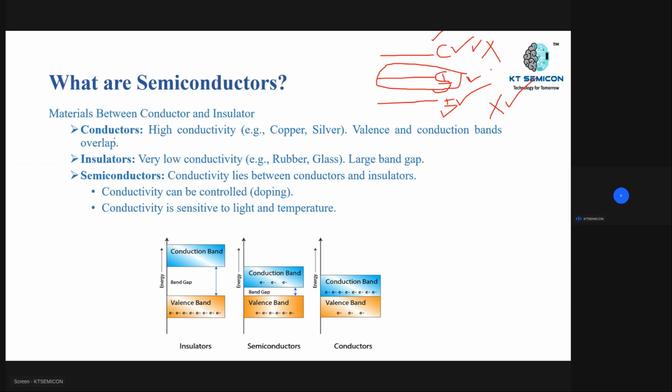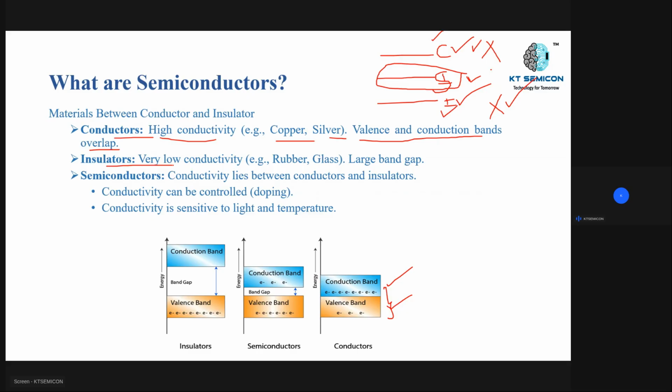Conductors mean high conductivity. High conductivity materials like metals, such as copper, silver or gold, will easily conduct current. The valence and conduction bands overlap. Why does it easily conduct current? Check it here. These are the conductors. There is no band gap between the conduction band and the valence band. That's why even at 0 degrees temperature, it will easily conduct electrons from the valence band to the conduction band. This is the main drawback in conductors.